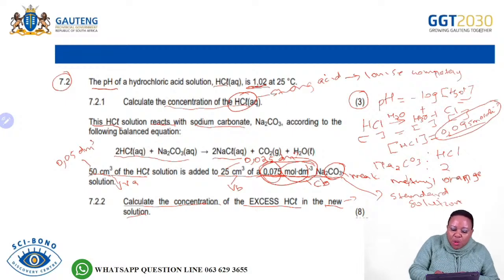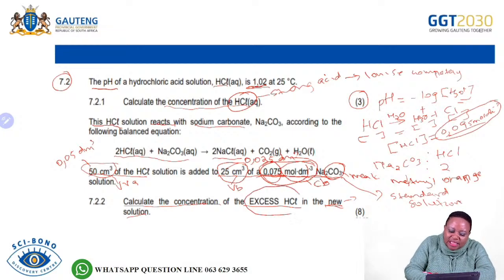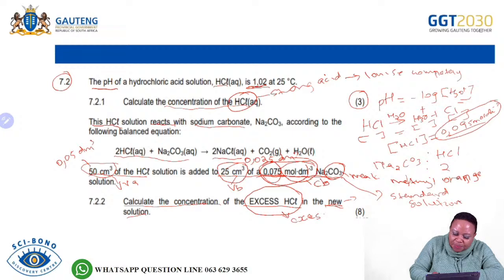So it means we need to combine the volume of a base and the volume of an acid together in our new solution. That is very key. So what is now another information that the examiner is giving us? The examiner is telling us that now our acid is also in excess, meaning that our acid, HCl, is our excess reactant.